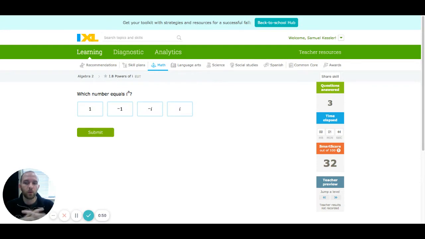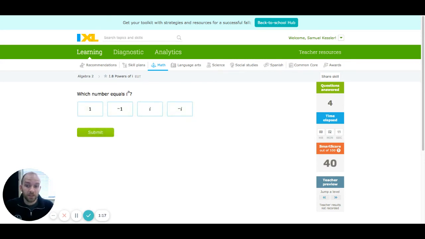i to the eighth. If we take the power here and we divide it by 4, we know that these repeat in fours. So if we take that exponent of 8 and divide it by 4, we get 2, and 2 is a whole number. So anytime we get a whole number from these, we know that's going to give us the equivalent of 1. So anytime we take that exponent and divide it by 4, if it gives you a whole number, or there's no remainder, then it's going to be 1.